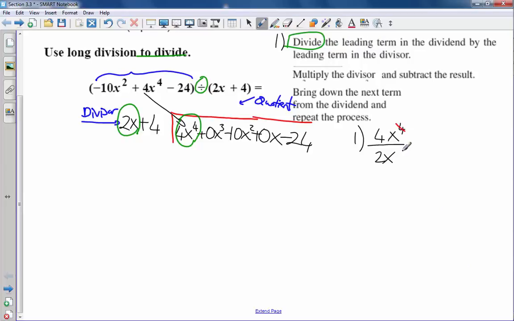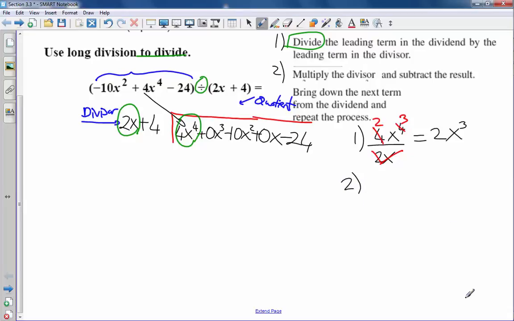When I say divide, it's actually cancellation. One of the x's cancels and one of the 2's cancels. The result should always be something whole, with no fraction left. It's 2x cubed. And what do I do with this 2x cubed? Step 2.